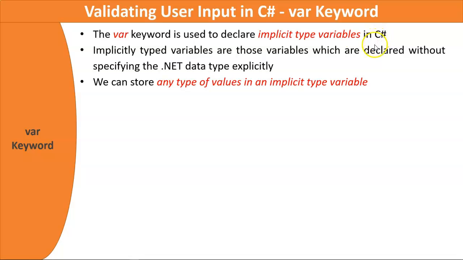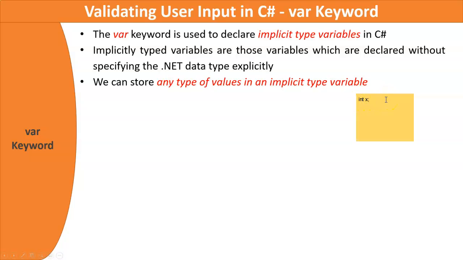So far, we were declaring variables using data types like int, float, double, decimal, etc. Those variables which are declared using a .NET data type are called explicit type variables. So always an explicit type variable is declared using a data type in C#. Consider this variable declaration using int as the data type, int x. So x is an explicit variable because x is declared using a .NET data type int.